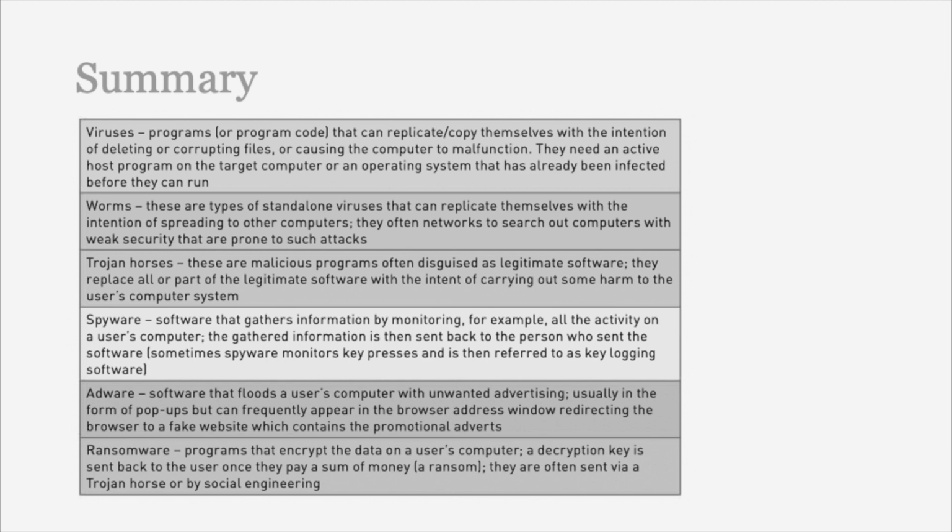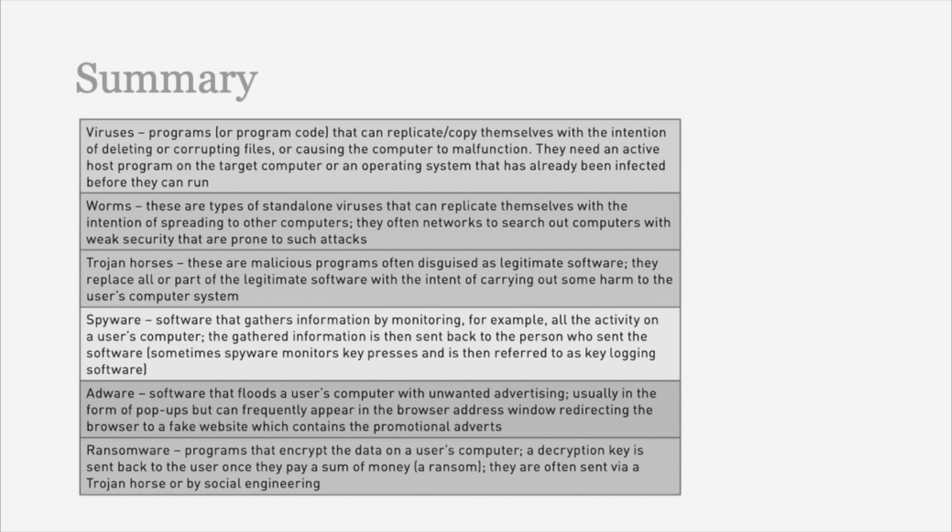So viruses are programs that can replicate themselves with the intention of deleting or corrupting files or often causing a computer to malfunction. They need an active host program to run on the target computer that has already been infected by the virus. Worms are types of standalone viruses that can replicate themselves with the intention of spreading to other computers as well. However, they mostly target networks and computers which have weak security, and they do not need an active host program. Trojan horses are malicious programs which disguise themselves as legitimate software. They replace all or part of the software with the intent of carrying out some harm to the user's computer.